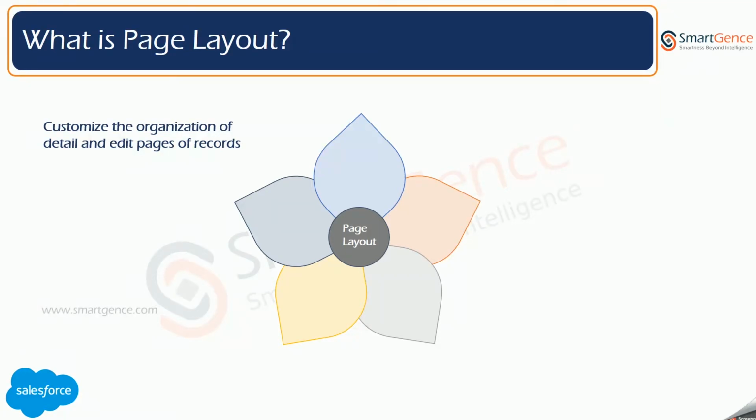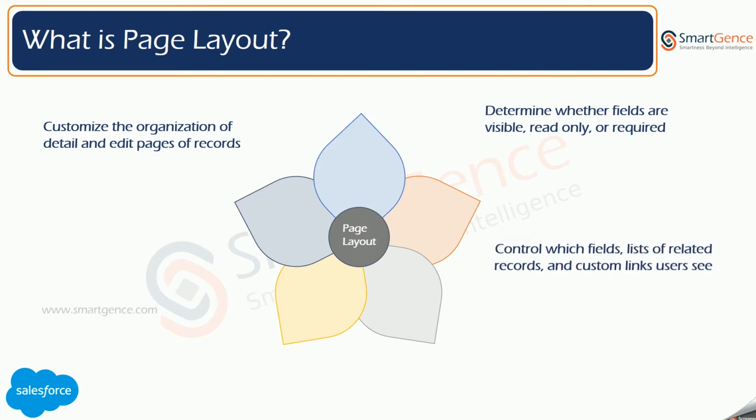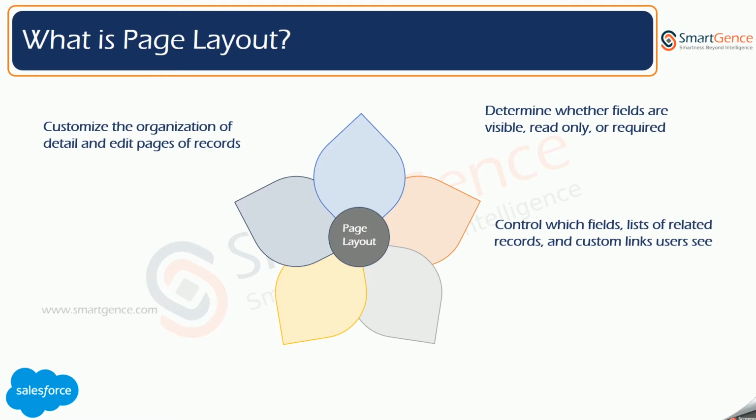So, basically, we can customize the record detail page and the record edit page. By customize, we mean that we can specify whether the field should be visible or not, or whether the field should be editable or read only, or whether the field should be marked as mandatory and stuff like that. Also, we can control which fields should be accessible through that page layout, what list of related records should be accessible, and what custom links the user should see in that particular page.